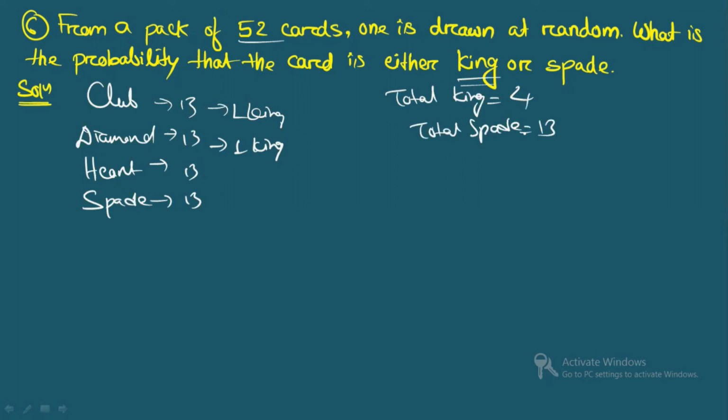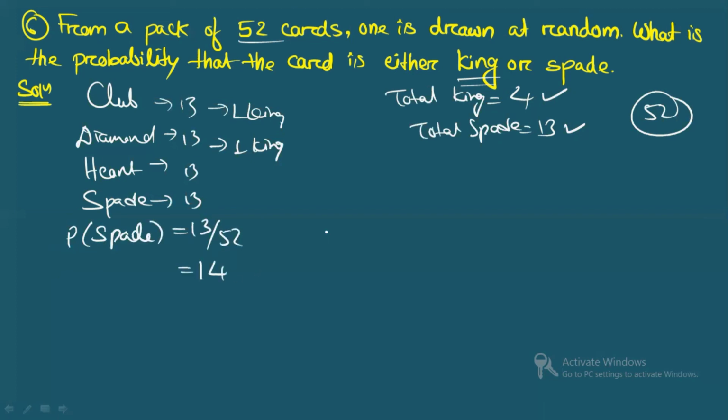Now you will have to find the probability that the card is either a king or a spade. Clear? So total outcomes are 52. These are favorable. So probability of spade will be how much? Favorable is 13 divided by total, 52. So it is 1 by 4. And the probability of king will be 4 by 52. So it is 1 by 13.